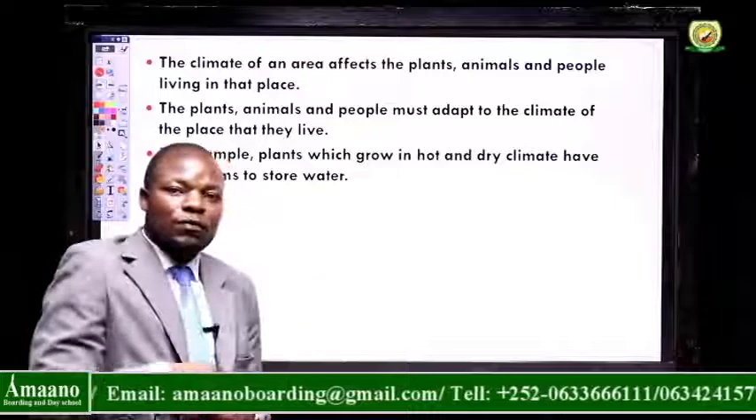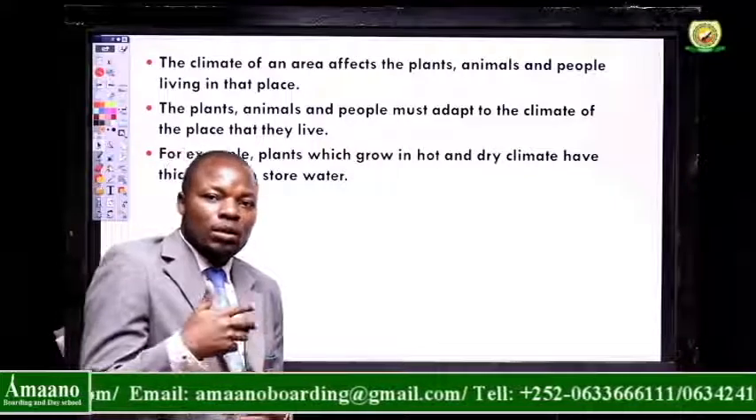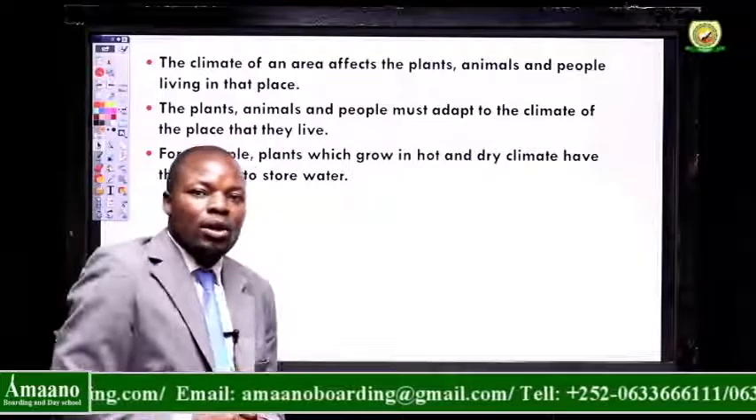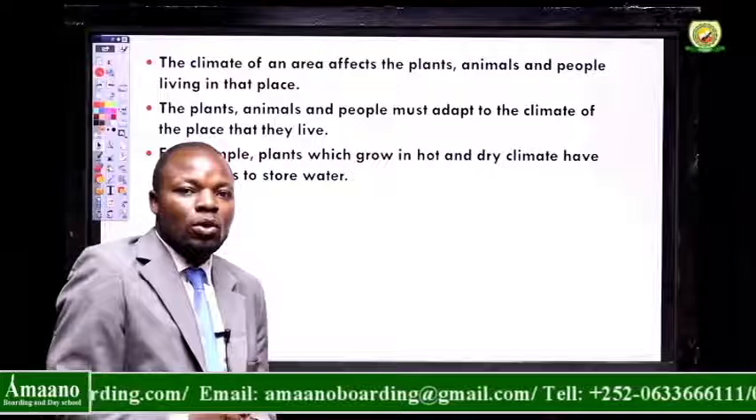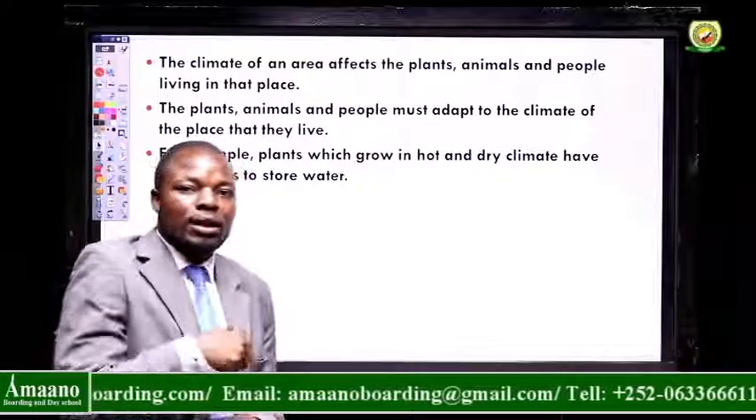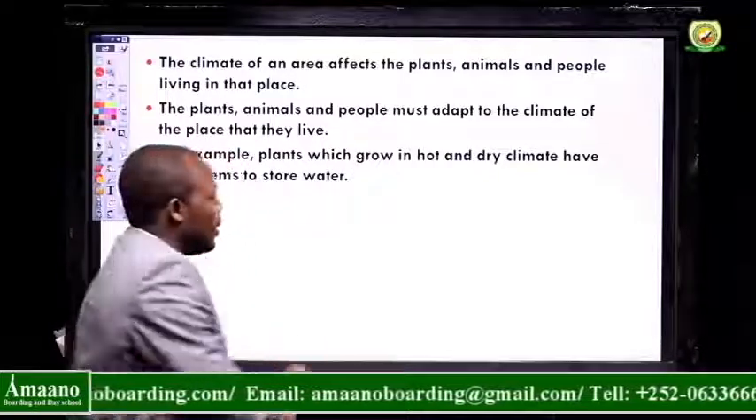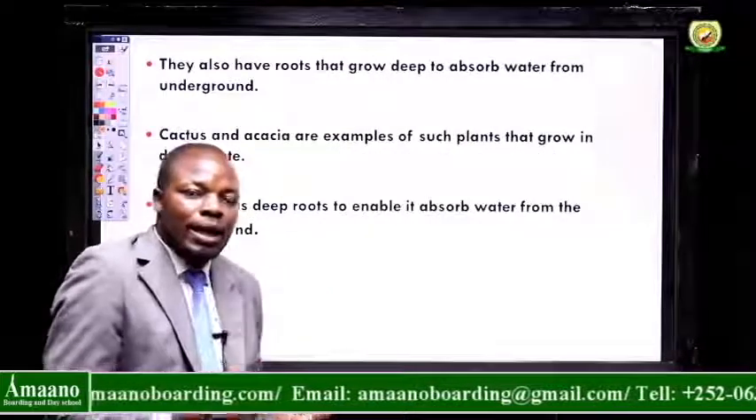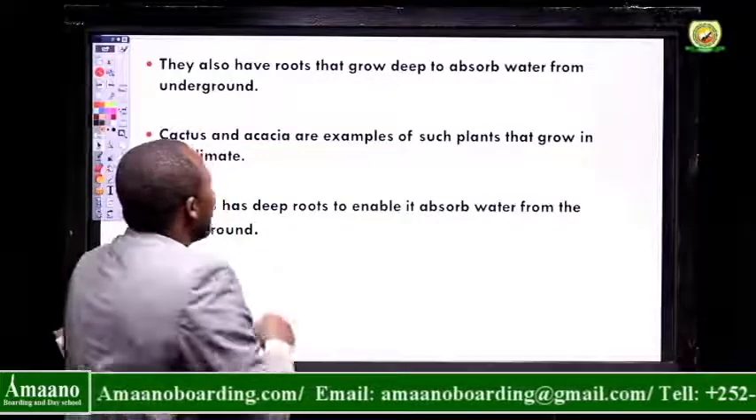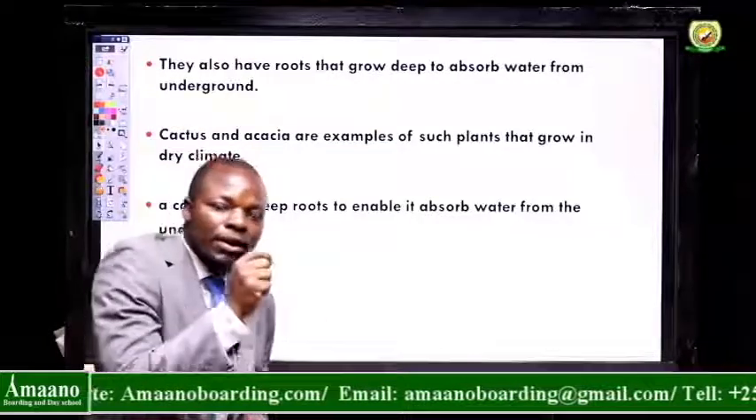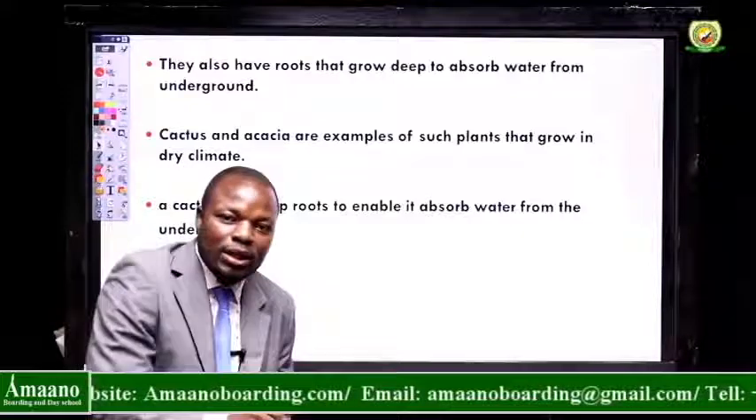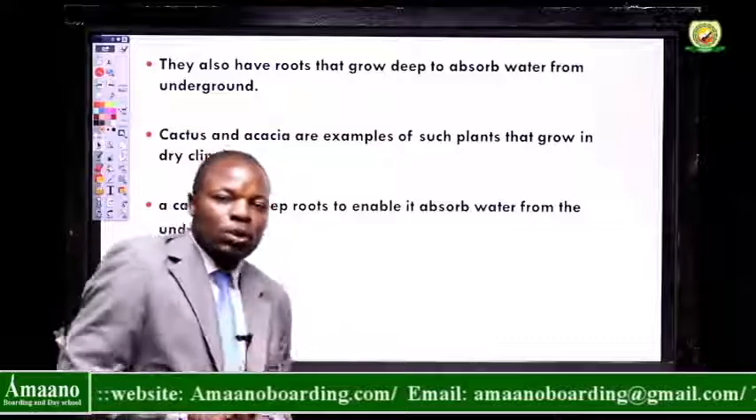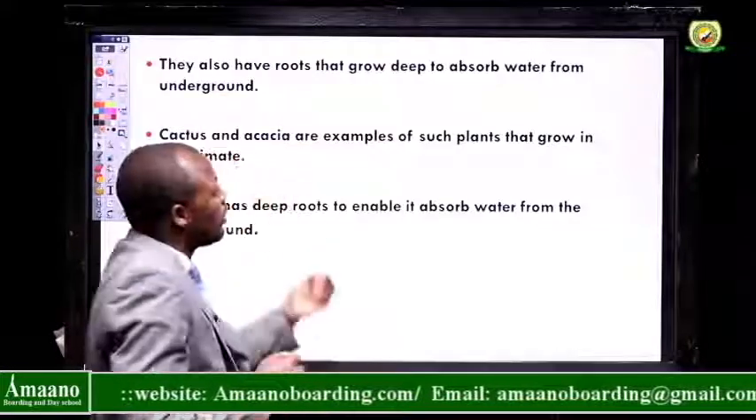And similarly, if the climate of a place is, for example, wet, then animals living in that area also will have to find mechanisms or ways in which they can adapt to living in that area. So we shall also have to realize in our lesson that plants that live in dry areas, for example in our district where we live, have very deep roots. Roots grow very deep. Why do they grow deep?